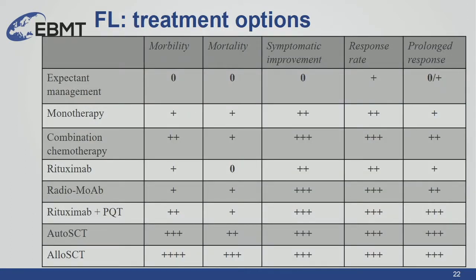So because of that, the management of patients with follicular lymphoma can vary from not doing anything, expectant management at diagnosis, to the more aggressive allogeneic transplant. And whether we choose one treatment option or another depends on many variables, such as obviously the age, comorbidities, the symptoms, whether it's at diagnosis or at relapse. And each of these treatment options might be appropriate in different circumstances in the same patient.